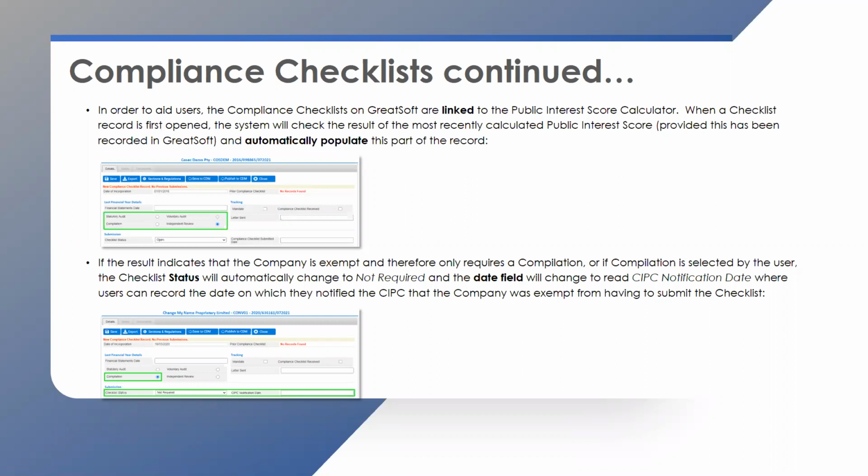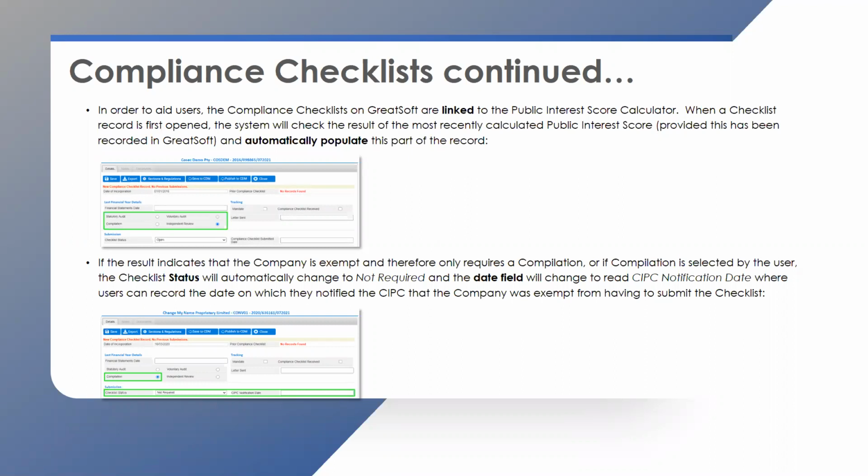So we've therefore linked the two of them together. You'll notice then if the public interest score has been calculated on GreatSoft, say, for example, in this case that I've got over here in this screenshot, this one obviously had a result of an independent review that was required for the financial statements, which means that this company would have to actually go ahead and submit a compliance checklist. When you would first open up that record, you'll notice that that independent review flag has already been ticked for you. So you don't have to go and change that. And you wouldn't have to go and check to see how the financials were prepared and so on.